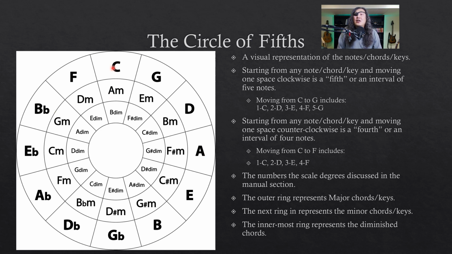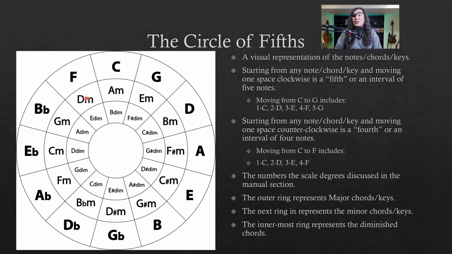If we go the other direction, anti-clockwise or counterclockwise, we go C to F, that's a fourth. C, D, E, F. There are 4 notes involved. That is a fourth. If we go F to B flat, F, G, A, B flat, 4 notes involved, right? So when we move counterclockwise, we're moving in fourths.